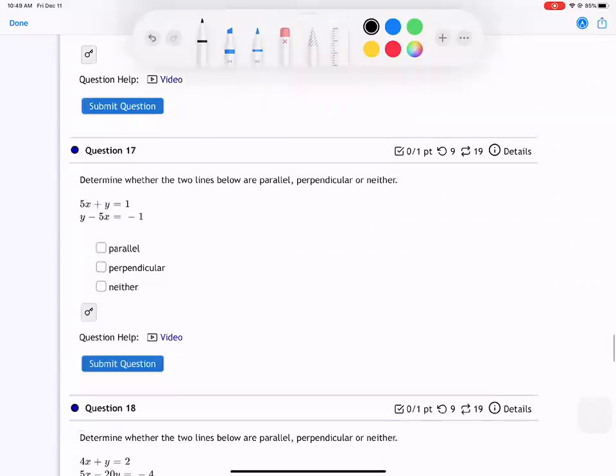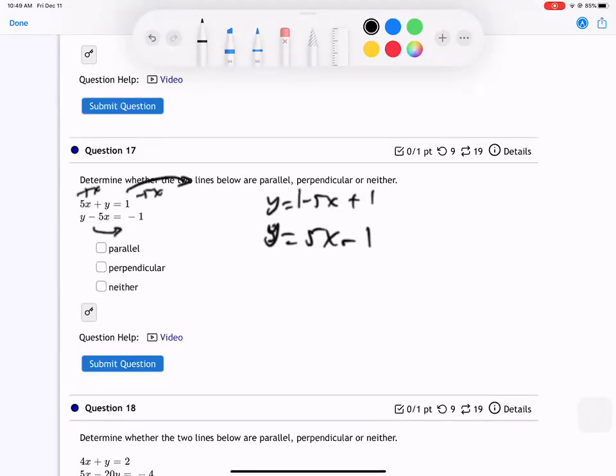Let's see what's the difference between these two lines. Okay, this one takes a little bit more work. Let's go ahead and solve for y here. If I subtract 5x from both sides, that's the only thing I have to move. y is equal to negative 5x plus 1. And this one's the same idea. Move the 5x over, plus 5x to both sides. y is equal to 5x minus 1.